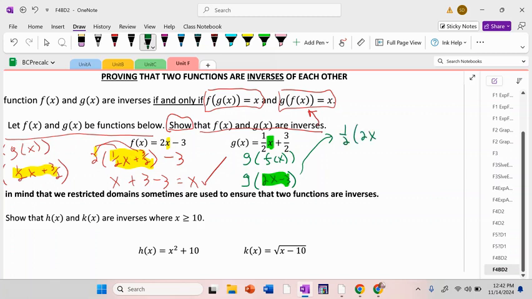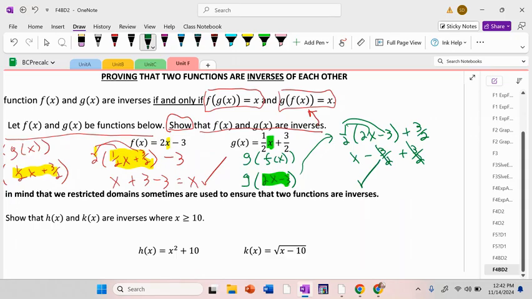1/2 times (2x minus 3), and then plus 3/2. Oh, half of 2x is x. Half of minus 3 is minus 3/2. Okay, it all works out. Feel free to do this and maybe say, check, I got an x and I'm good.